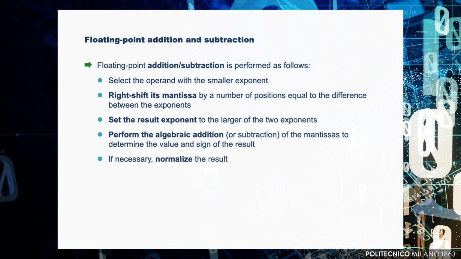We can observe that the main module of a floating point adder subtractor is the mantissa adder, but a significant amount of control logic is also required to determine which operand has the smaller exponent, to compute the required shift, to determine the sign of the result and the actual algebraic operation to be performed based on the signs of the two operands and the required operation, to check whether the result must be normalized and to perform the normalization.